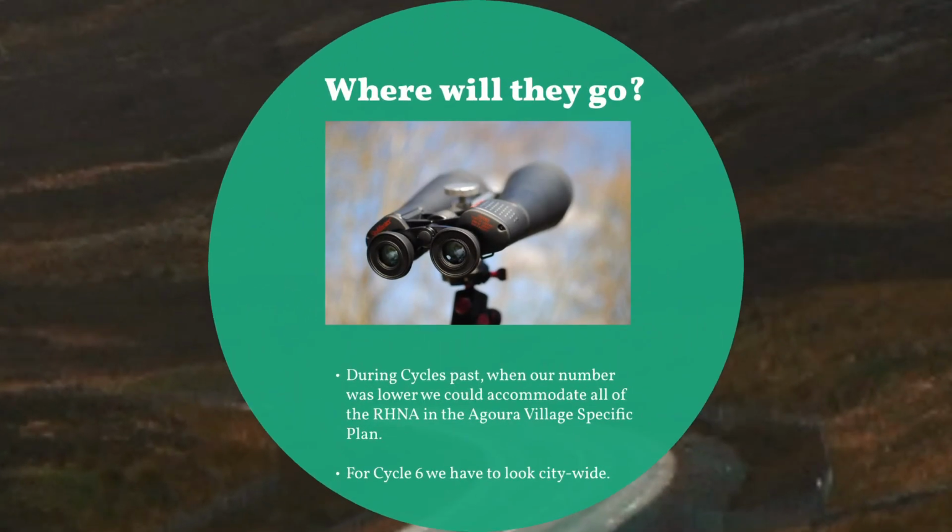Where will the sites go? Where will the housing go? In cycles past, we were able to accommodate our RHNA wholly within the Agoura Village Specific Plan area. The AVSP is comprised of approximately 83 acres, with roughly 66 of those as undeveloped. Our current allocation cannot be accommodated within the AVSP, so staff had to look outside of the AVSP for suitable sites.